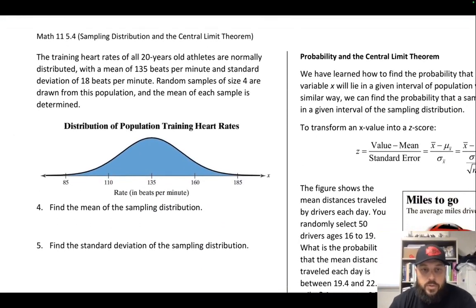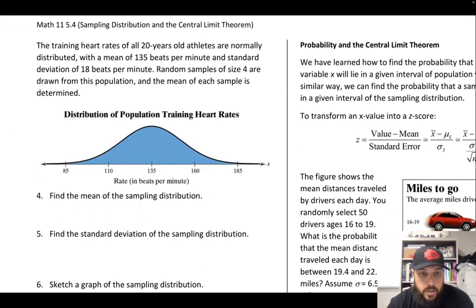All right, let's look at another problem here. So the training heart rates of all 20-year-old athletes are normally distributed with a mean of 135 beats per minute and a standard deviation of 18 beats per minute. So some key things here, and one of the biggest ones is that all are normally distributed. So our population is normally distributed.